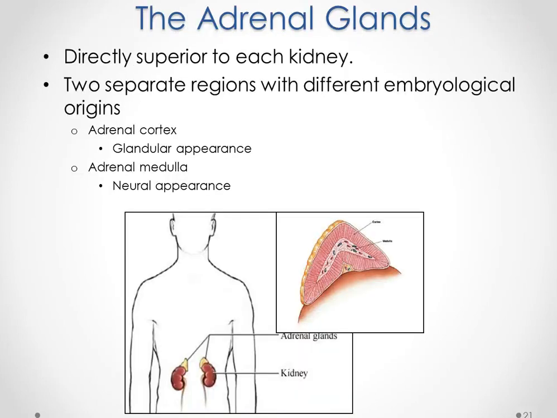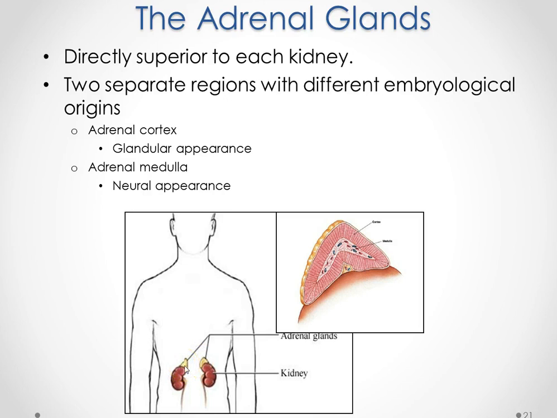The next endocrine organ is going to be the adrenal glands. The adrenal glands are going to sit directly superior to the kidneys, so right on top of the kidneys. There is one adrenal gland on top of each of the kidneys.